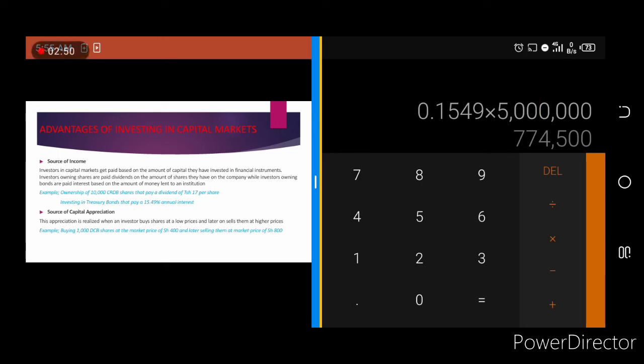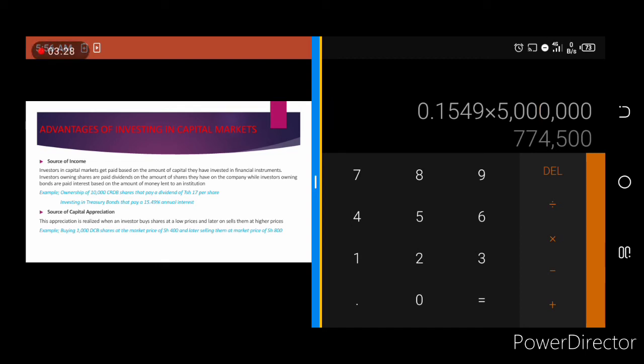So the second advantage is source of capital appreciation. Technically, capital appreciation is the increase in value of your capital. Now this advantage is more specific and more likely to happen in the stock market when you invest in shares. This appreciation is realized when an investor buys shares at a low price and later on sells them at a high price. We all know that organizations that seek funding through issuing of shares, technically these shares are listed in the stock exchange at a certain market value.